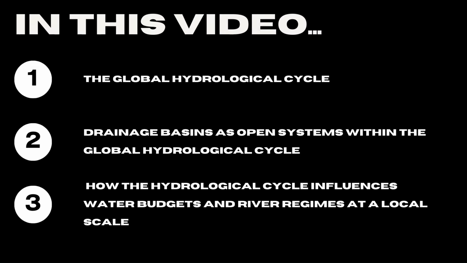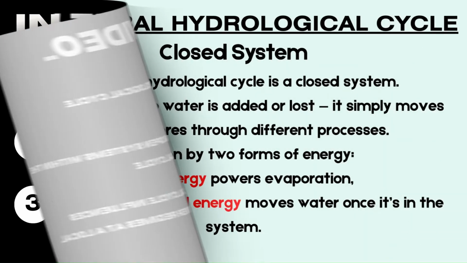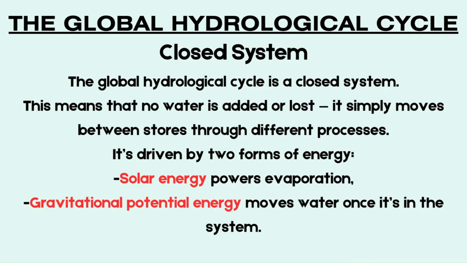Let's begin. The global hydrological cycle, or water cycle, is a closed system. This means that water doesn't enter or leave the cycle, it simply moves between different stores within the Earth. It works through continuous processes driven by two key types of energy, solar energy and gravitational potential energy.